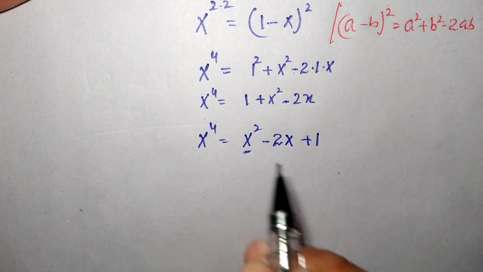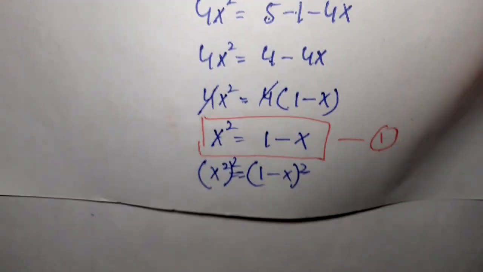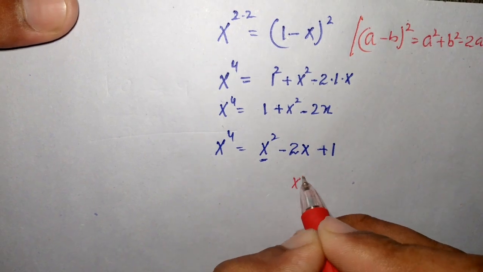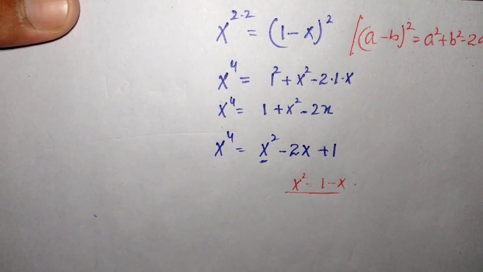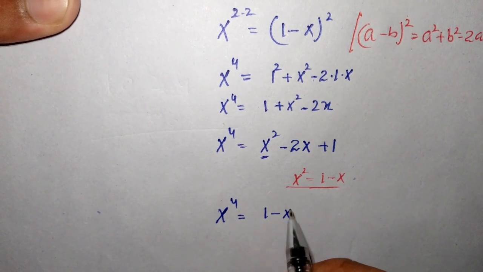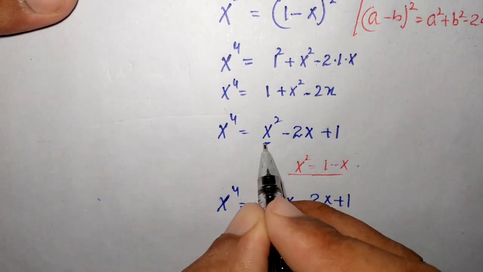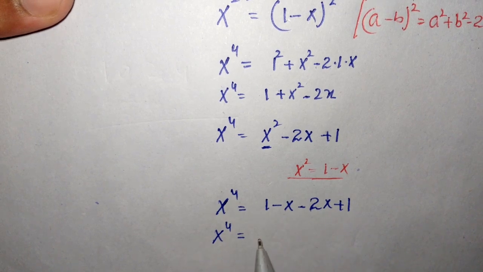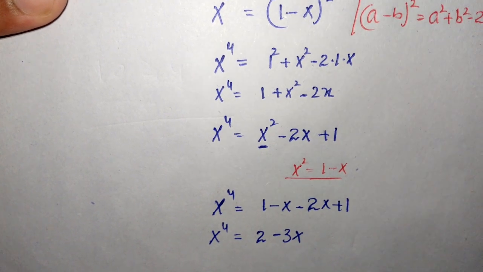Now here we know that x square is equal to 1 minus x. So we have to put here the value of x square. X square is equal to 1 minus x. So this will become x to the power of 4 is equal to 1 minus x minus 2x plus 1. Here this 1 minus x is the value of x square. X to the power of 4 is equal to, here 1 plus 1 is equal to 2, and minus 2x minus x is equal to minus 3x.